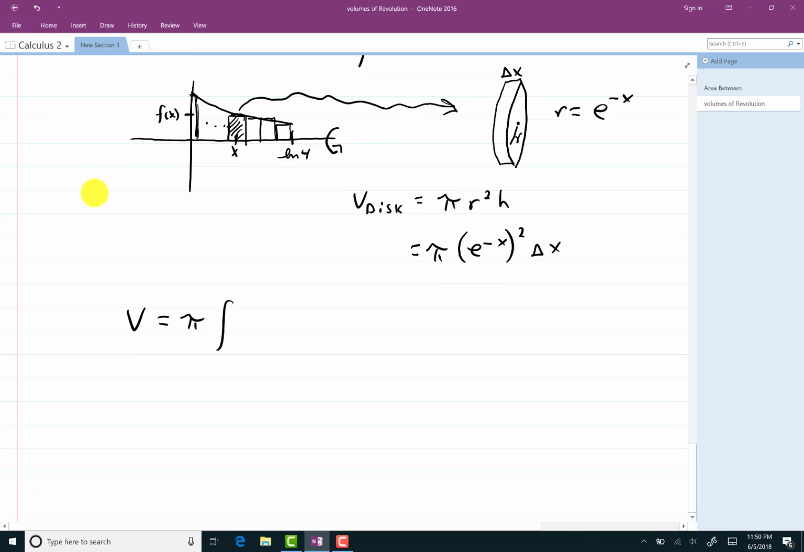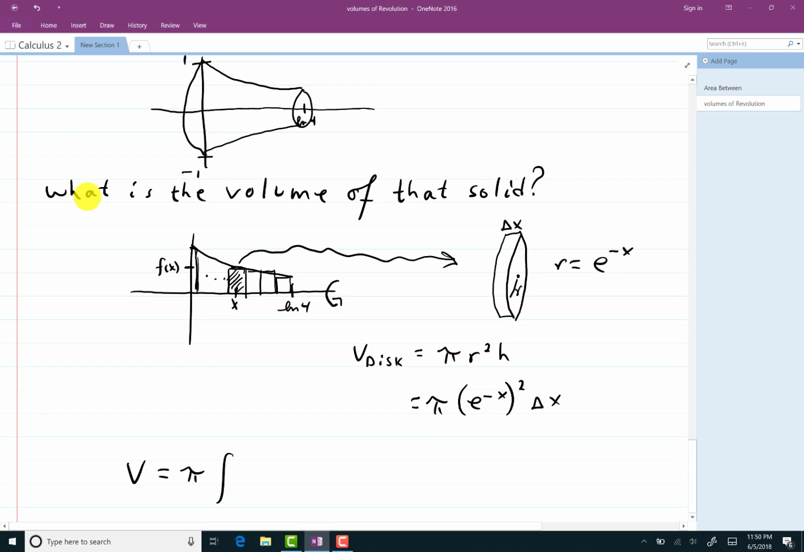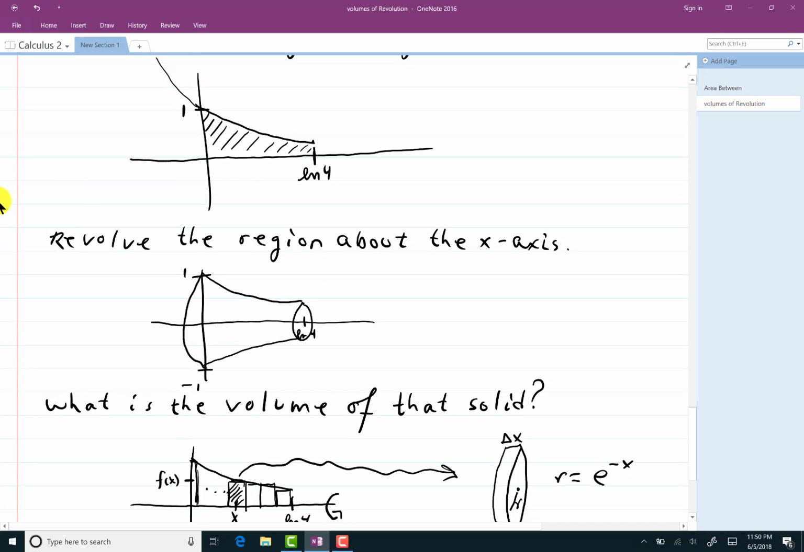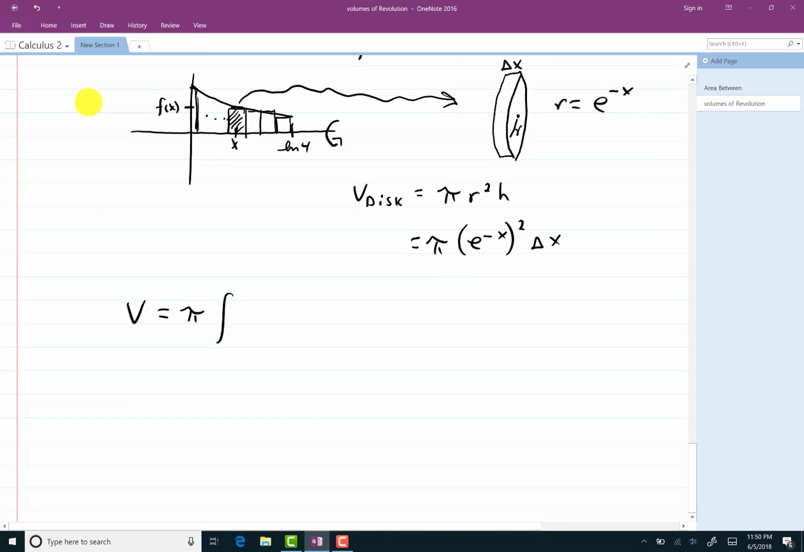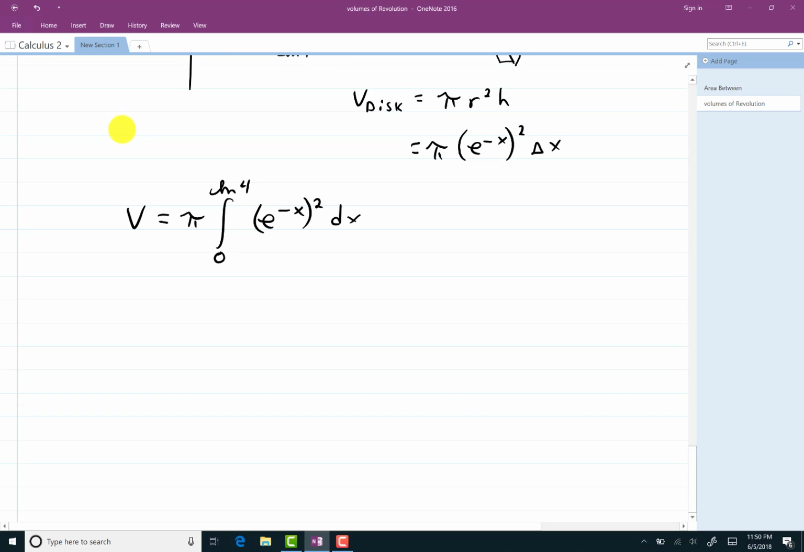Now, where is the beginning and end of this thing? The region begins when x equals 0 and ends when x equals ln 4. So this will go from 0 to the natural logarithm of 4. We have e to the negative x squared dx. To make life a little bit easier, this equals pi times the integral from 0 to ln of 4 of e to the negative 2x dx.